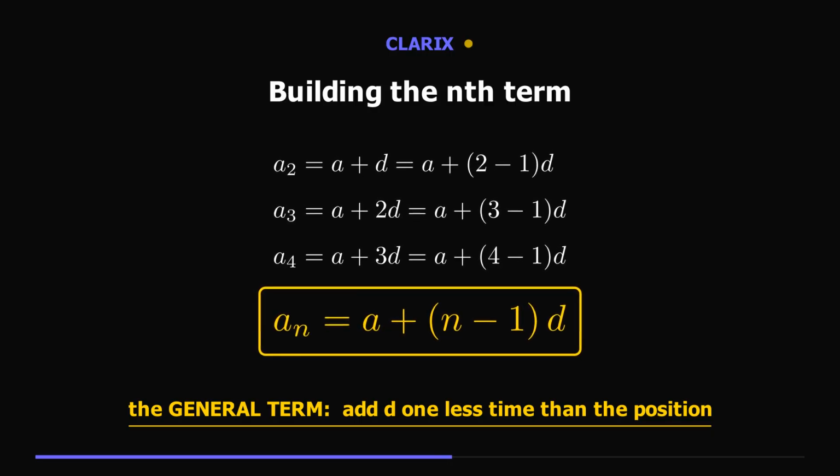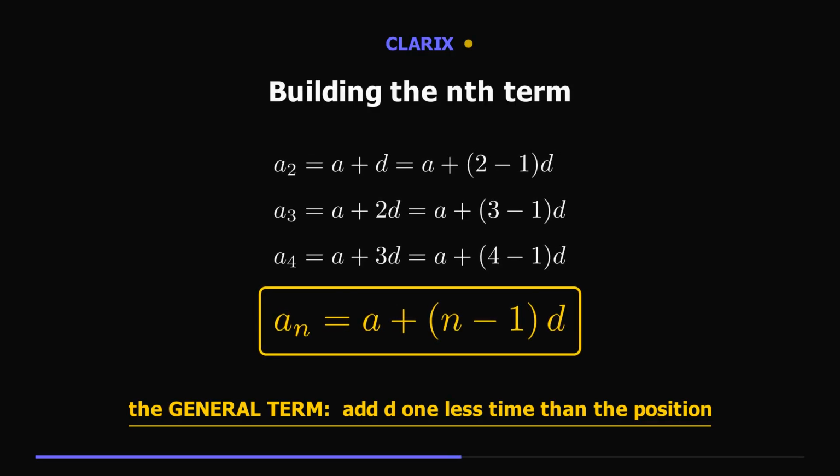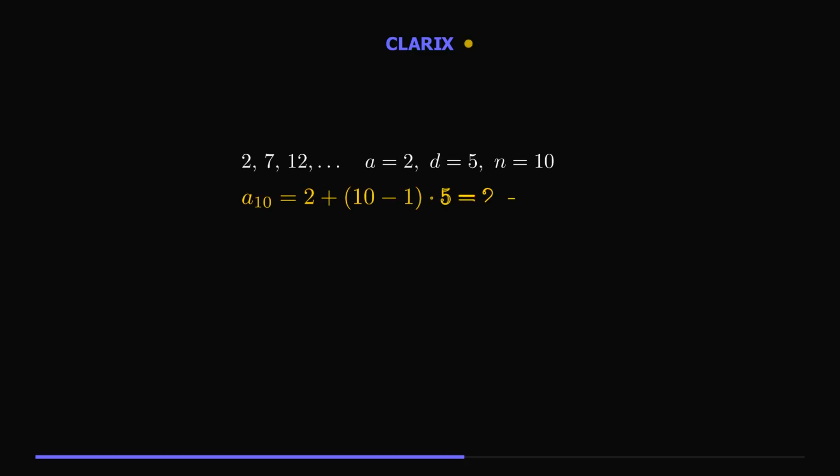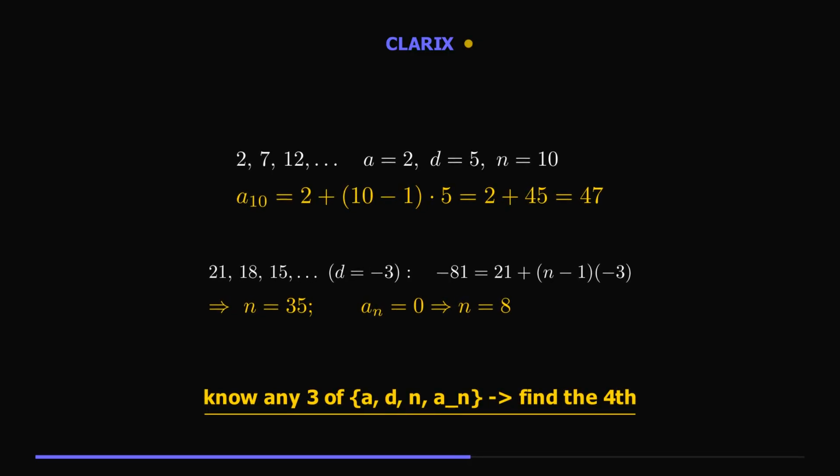And if the AP has a last term, that last term L is just this same formula with n equal to the total count of terms. Let's use it. The AP 2, 7, 12, find the 10th term. Here a is 2, d is 5, n is 10. Plug in: 2 plus, bracket, 10 minus 1, times 5. That's 2 plus 45 equals 47. Done without listing 10 terms.